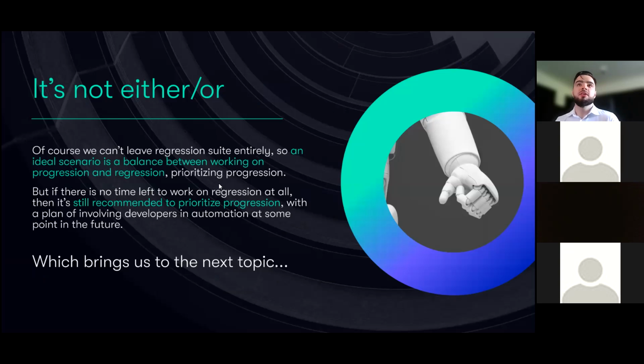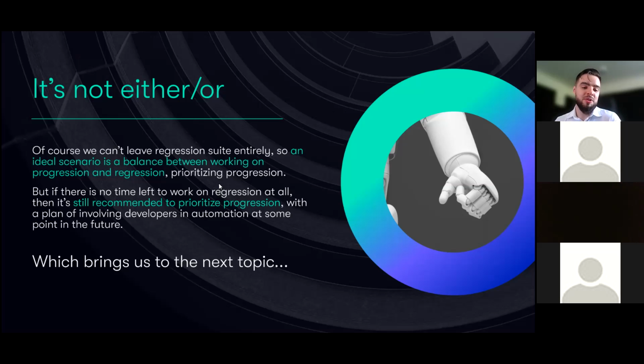And of course, we have to keep in mind that it's not either or. An ideal scenario would be a balance between working on progression and regression with priority on progressive tests. But maybe you don't have enough time to do both. In this case, I would still recommend to prioritize progression with a plan to involve developers in automation tests at some point, so they can help us out. For example, they can focus on progressive tests, and we can be covering regression.